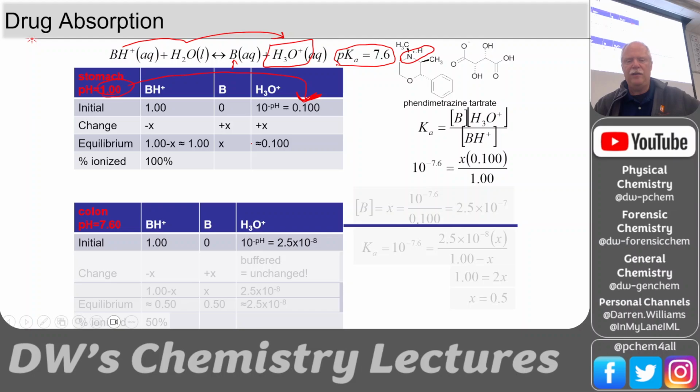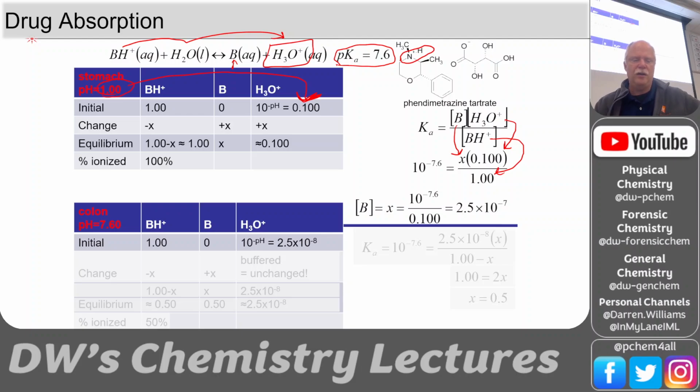We can solve that using this equation here. So we have the H3O concentration of 0.1, BH plus of 1, and then we can solve for X, which is the B concentration, and we can see that it's a tiny amount. It's 2.5 times 10 to the minus 7. So our bases are protonated in the stomach.